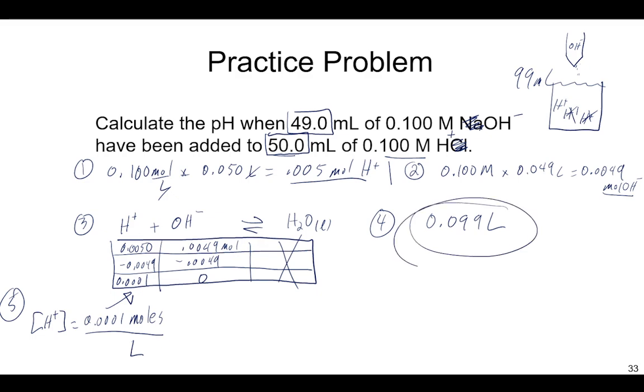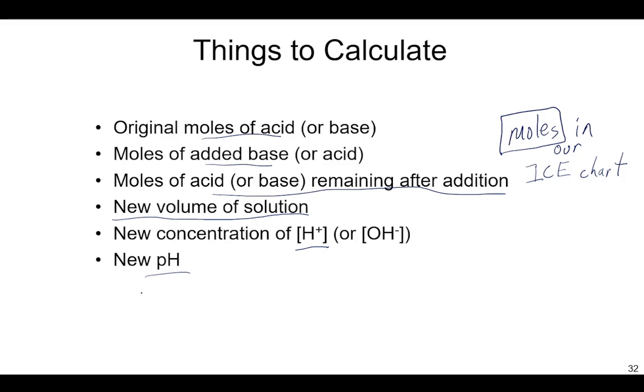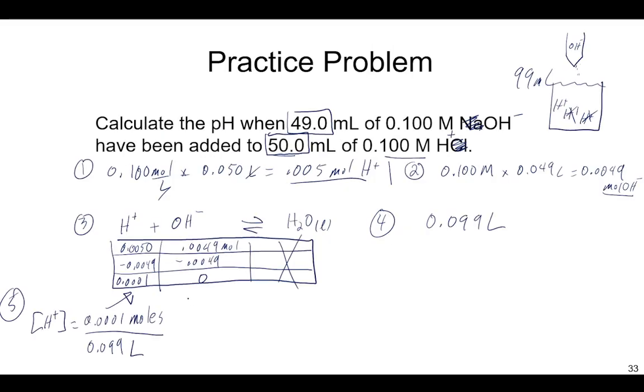Okay, so step 4, determine the new volume, is just looking at the problem and adding together the volumes of acid and base, right? 49 plus 50 is 99 mils, or 0.099 liters. And so step 5 is now, what is the concentration of whatever is left? Well, there's H plus left, so the concentration of H plus is the moles that are left from the ice chart divided by that new volume. So this is the molarity I get.